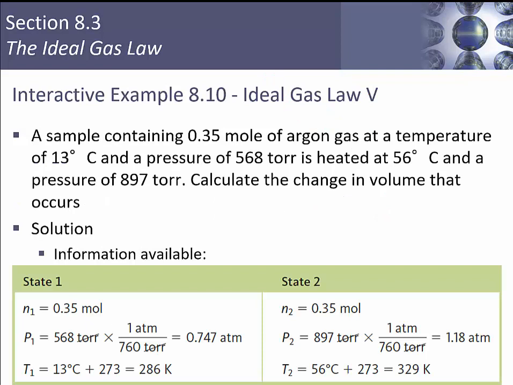So a sample containing 3.35 moles of argon gas at a temperature of 13 degrees C and a pressure of 568 torr is heated to 56 degrees C and a pressure of 897 torr. Calculate the change in volume that occurs. So what are we doing? We're trying to find our change in volume. We've been given our initial number of moles and our final number of moles as being the same. We didn't change any moles.